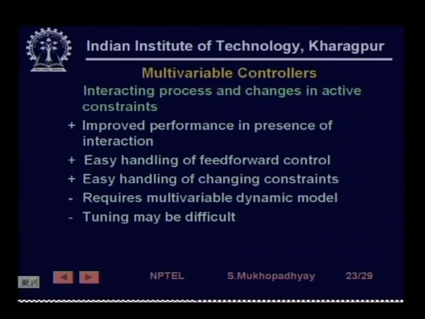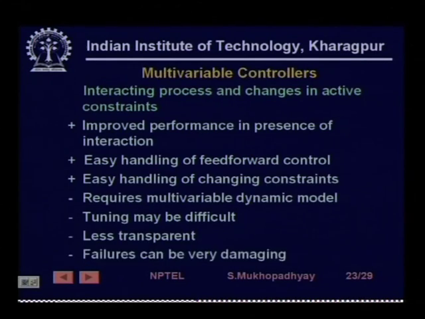Tuning is obviously difficult, much more difficult than a set of single loop controllers. It is difficult to understand, less transparent, and this is the important thing, failures can be very damaging. You have put all the loops now into one box. So, if that box fails, then the complete control of your process is lost. This needs to be understood, and so having a multivariable controller could be a major reliability threat. So, sometimes you need redundancies.